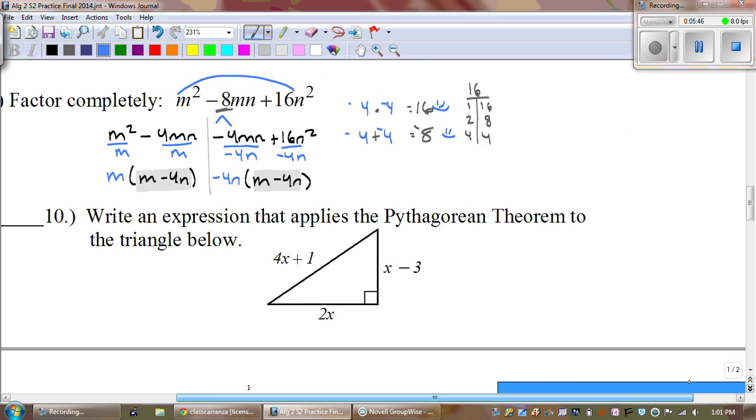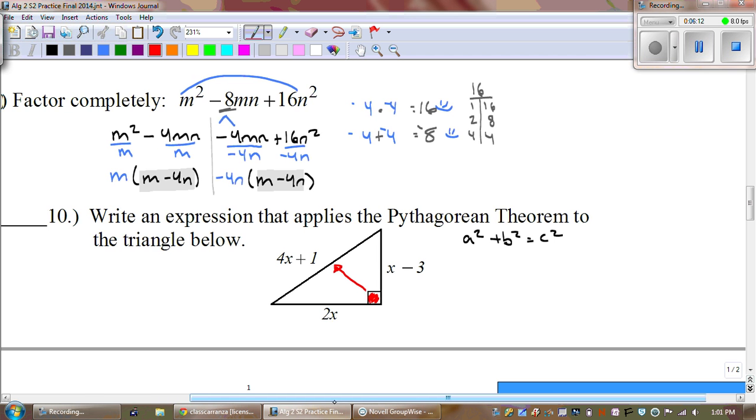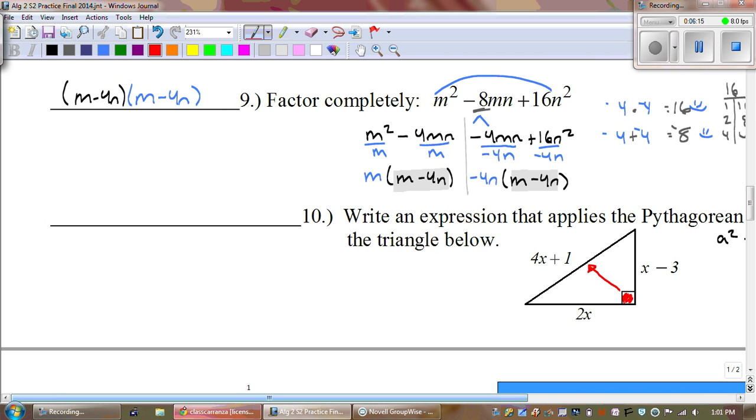So number 10 says to write an expression that applies the Pythagorean theorem to the triangle below. Well, what's the Pythagorean theorem? The Pythagorean theorem states that a squared plus b squared equals c squared. The only thing we care about is c. C is the hypotenuse, and the hypotenuse is directly opposite of the right angle. Okay? Now, the other two terms don't matter.